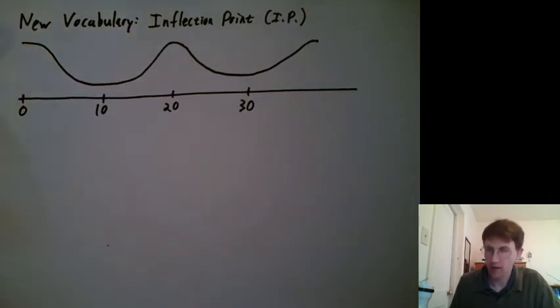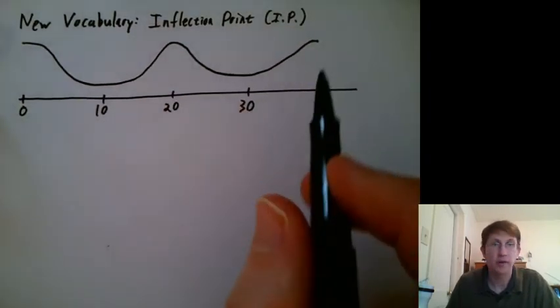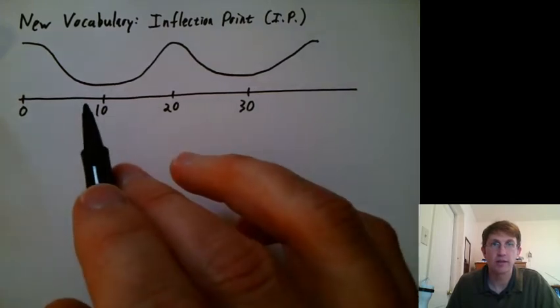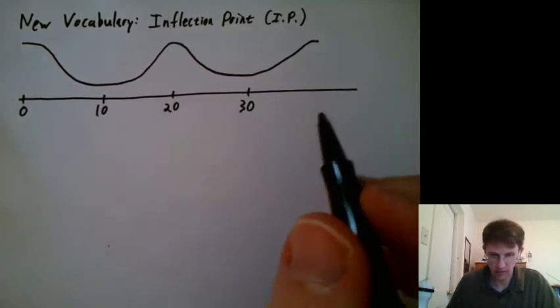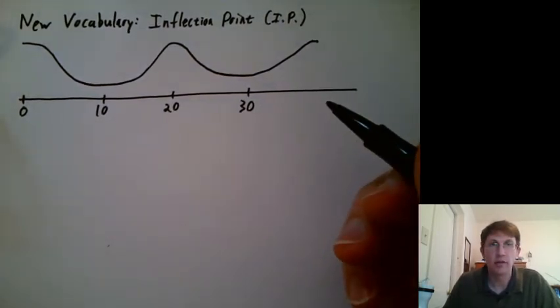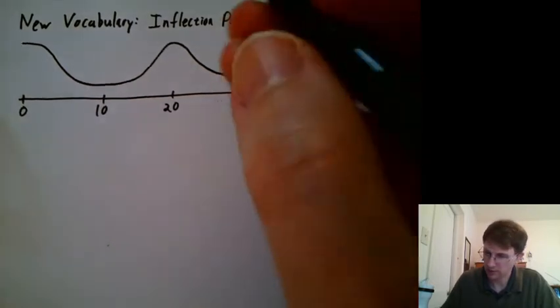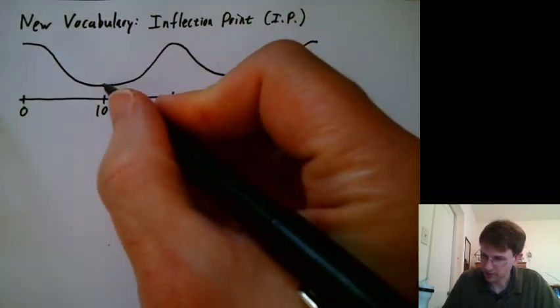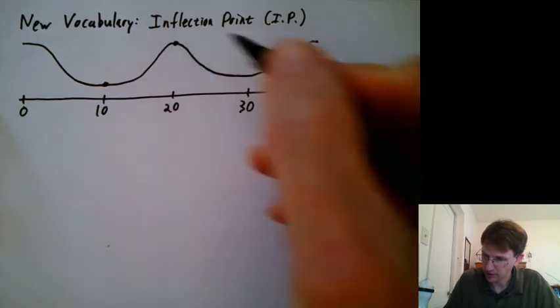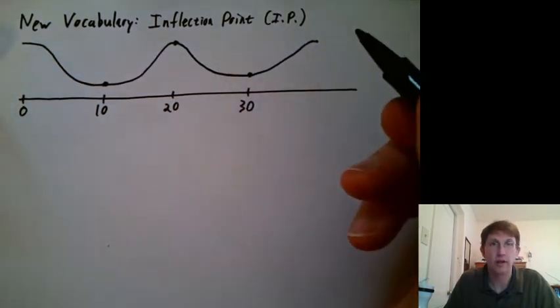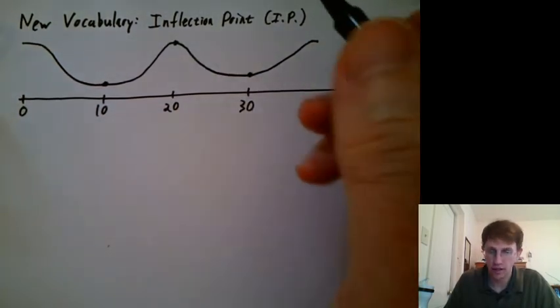Let's talk about some new vocabulary, inflection point, and we'll define it in just a sec, but let's start analyzing this function to begin with. Where would you say the local mins and maxes are? Well, I'm not particularly trying to fool you here. I'd say there's a local min there, local max there, and a local min there, right? At 10, 20, and 30.